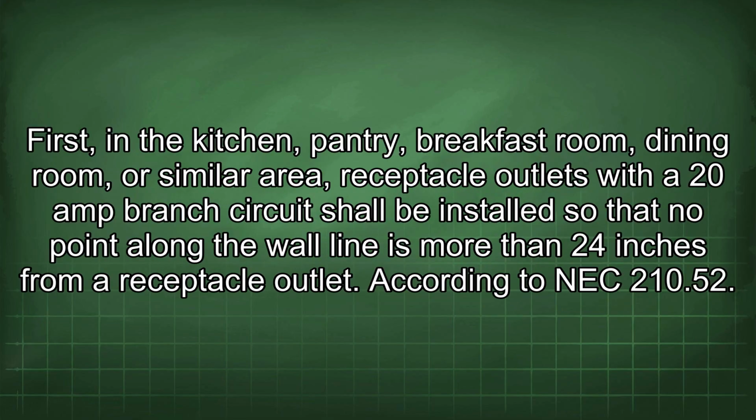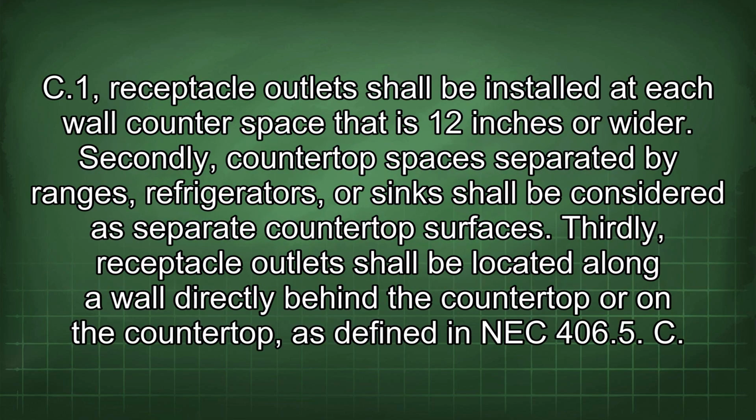First, in the kitchen, pantry, breakfast room, dining room, or similar area, receptacle outlets with a 20 amp branch circuit should be installed so that no point along the wall line is more than 24 inches from a receptacle outlet. According to NEC 210.52 C1, a receptacle outlet shall be installed at each wall counter space that is 12 inches or wider. Secondly, countertop spaces separated by ranges, refrigerators, or sinks shall be considered as separate countertop surfaces.